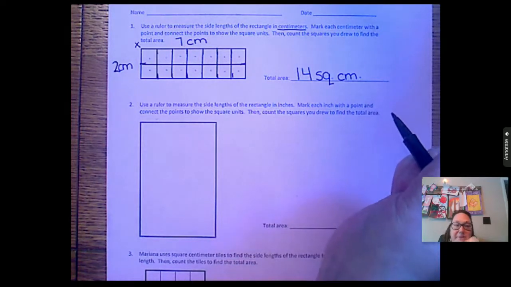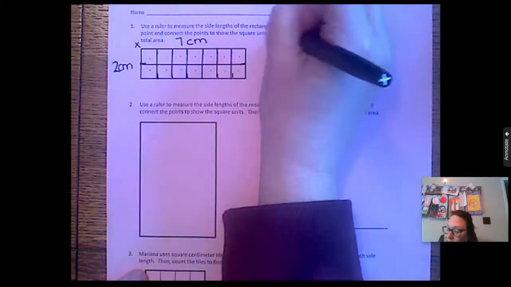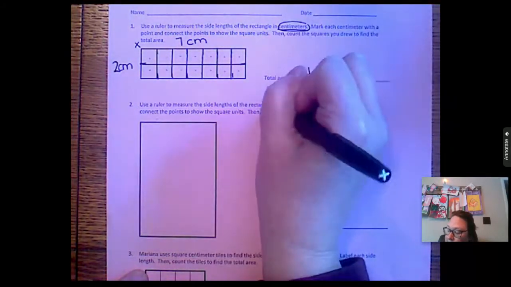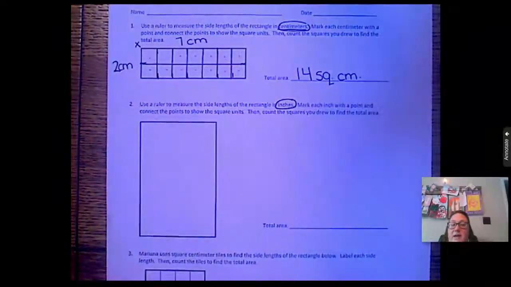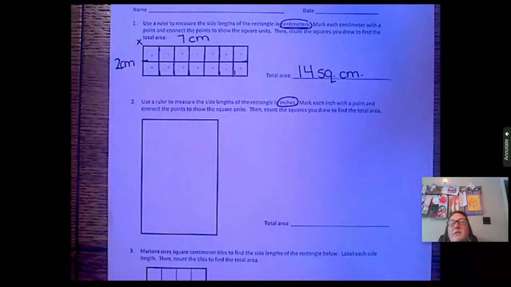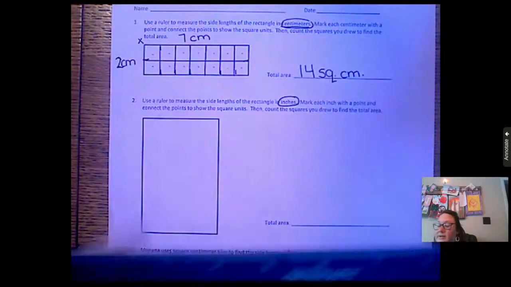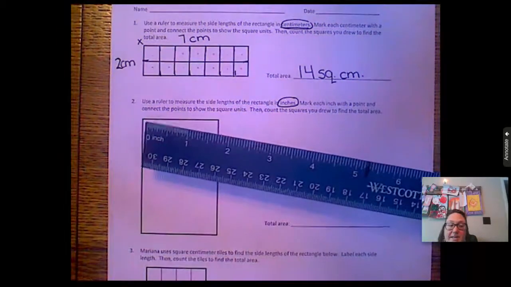Look at number 2. All right, number 2 says to use a ruler, again, to measure the side lengths of the rectangle in inches. So here we had centimeters, but now we're measuring in inches. Okay, mark each inch with a point and connect the points to show the square units, then count the squares you drew to find the total area. We're doing the same exact thing this time, except instead of using the centimeter side of our ruler, we're going to flip it and use the other side of our ruler and measure in inches.